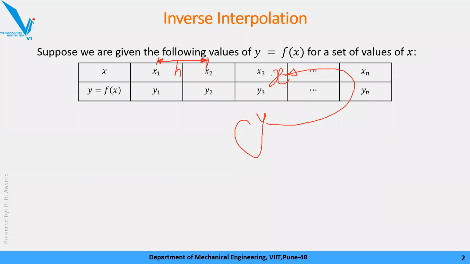In the general case of interpolation, x will be given to you, and by handling the precise data, you come up with the value of y. But in the case of inverse interpolation, y, that is the desired output, is given to you, and based on that you need to come up with the input parameter x.